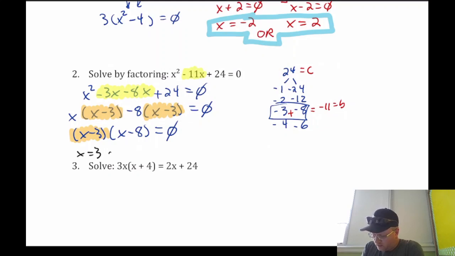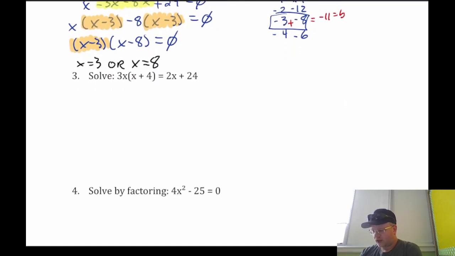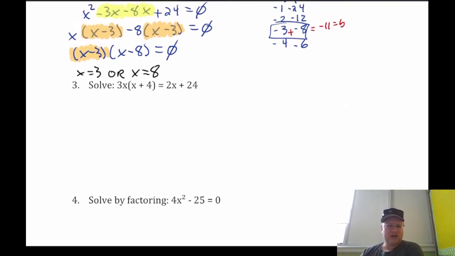X equals 3 or x equals 8. In either case, if I plug in x equals 3 or x equals 8 into my equation, I will get that result of 0. Question 3 once again asks us to solve, but it's not equal to 0 this time.